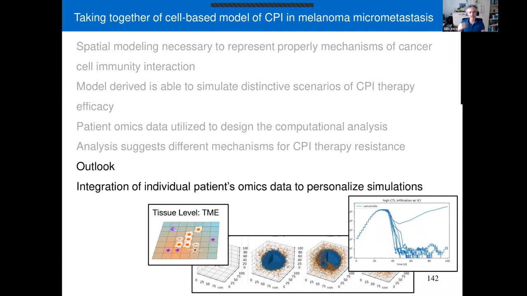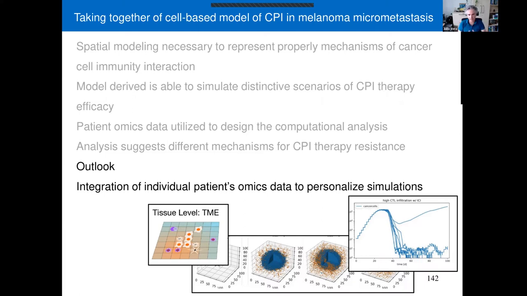And finally, something that we are working on is we want to make use of patients' omics data to personalize simulations. So the idea here would be that suppose you have a new patient. You take a sample from the tumor of the patient, you get RNA-seq data from this sample, we process the data and then feed it into our computational model and use the model that is characterized with this transcriptomics data to make a personalized simulation that will tell you whether a given patient with this omics data characterizing their tumor will respond or not to the immunotherapy.